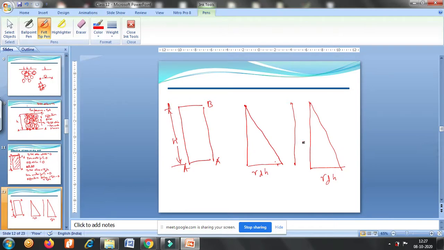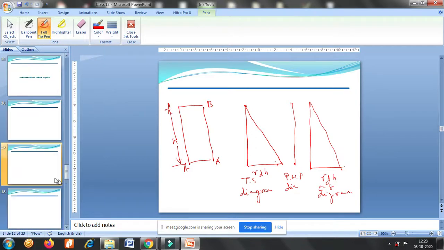So in this way, we can draw. This is the total stress diagram. This diagram is the pore water pressure diagram, and this one is the effective stress diagram. In this way, we can draw the diagram of the stress distribution for the dry soil.